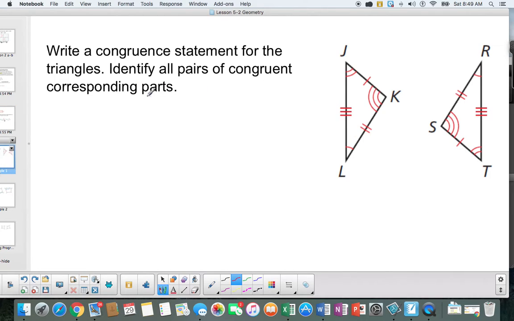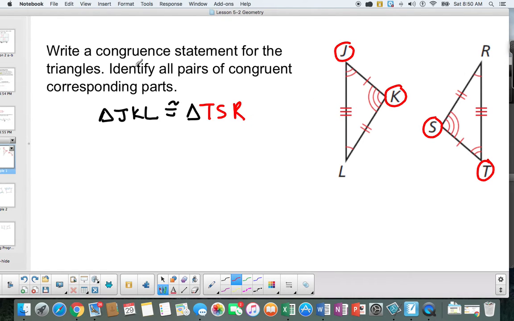All right, we want to write a congruence statement for the triangles. So I'm going to start off with triangle JKL. It doesn't matter how you start, it's how you finish. And what I'm going to do is see J has 2 tick marks, so it has to match with T that has 2 tick marks. K has 3 tick marks. I've got to match it with S that has 3, and then there's only 1 letter left, which is R. This is what we call the congruence statement. You see congruence of the 2 triangles.